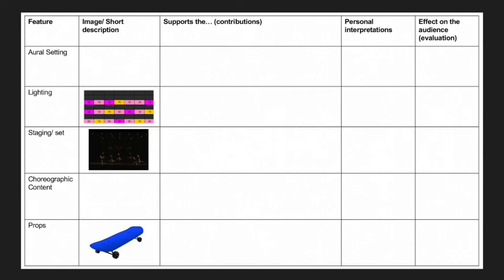This homework table asks you to write down how the props, for example, support the contributions of the piece. The contributions could refer to the choreographic intention, the stimulus, and the choreographic approach. You are required to give your own personal interpretation of the prop, and then how the prop has an effect on the audience.